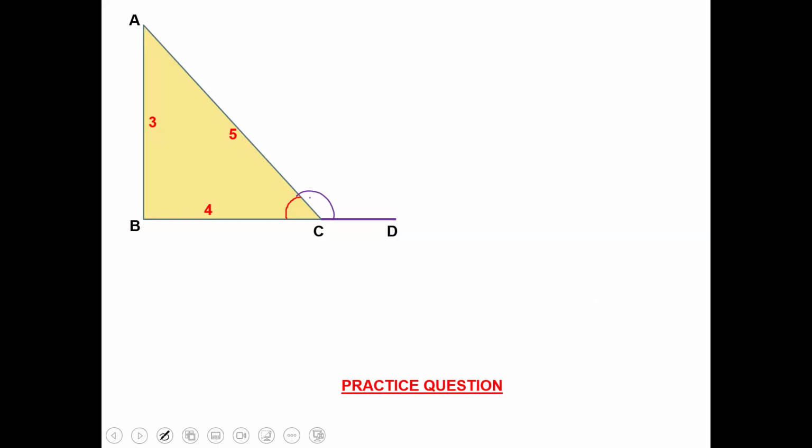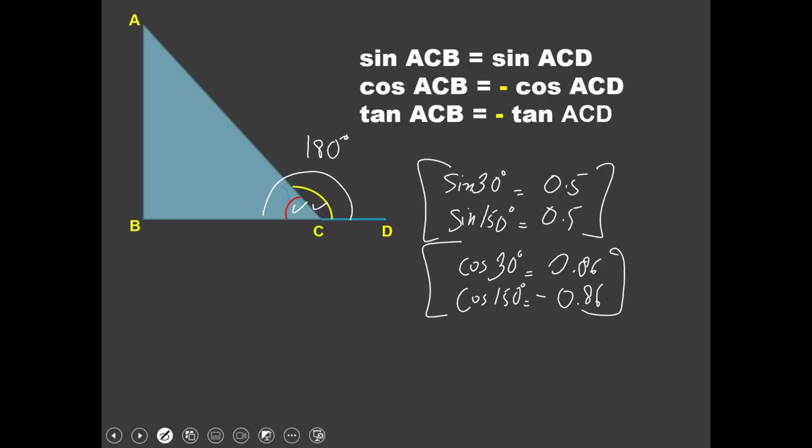Now, let's test our knowledge. This is called the property of sine, cos, and tan. What's the meaning of this property? Let me show you one more example. Let me say tan 30 and tan 150. Why 150? Because 180 minus 30 is 150.